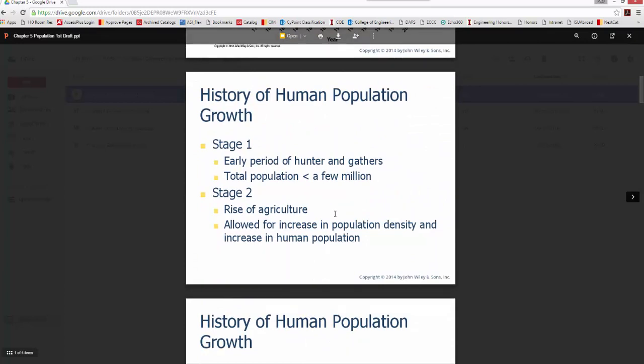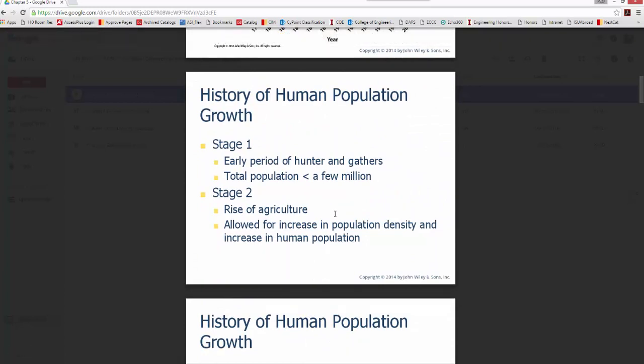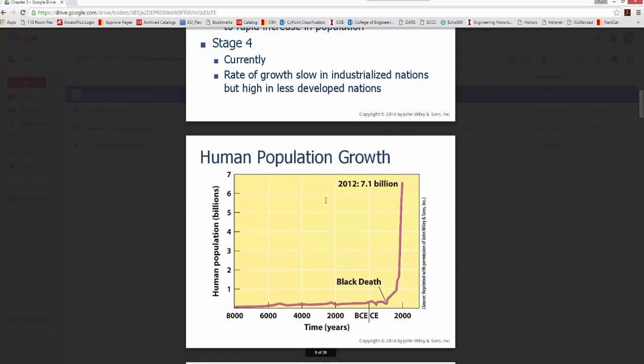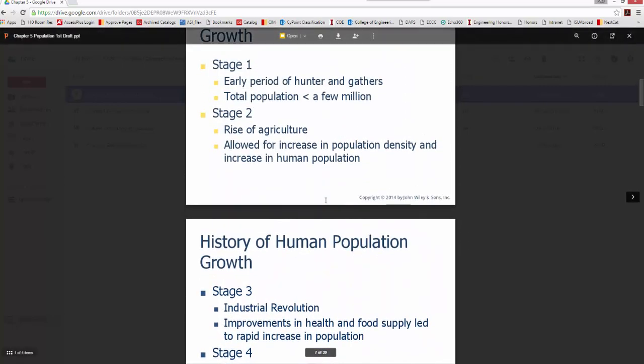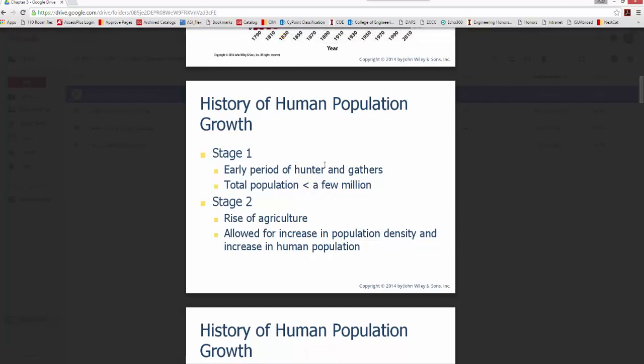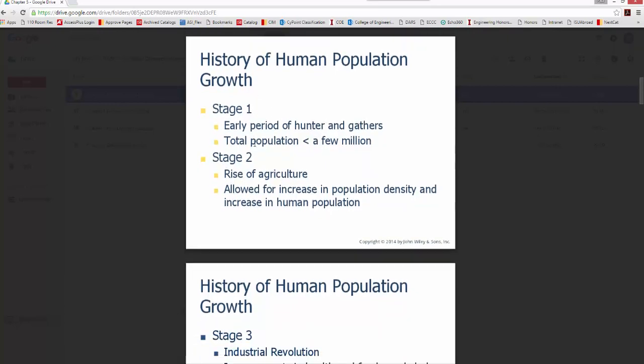So let's concentrate on the history of human population growth. There are various stages that we're going to look at, and I've got a graph here of stages, but it's broken down into stage 1, stage 2, stage 3, and 4. And actually there's a stage 5 mentioned in your textbook, but we'll look at these first 4 stages. So stage 1, you see, was back toward the beginning when we had hunters and gatherers. Total population you see there was less than a few million. Now again, this is human population growth of the world.